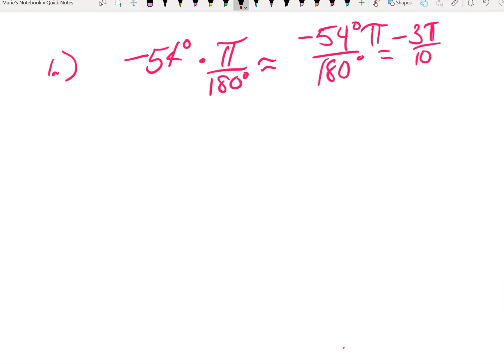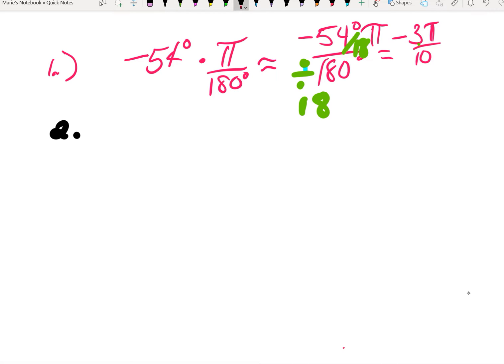And obviously I'm dividing both sides by 18. That's how we're obtaining it. I have to divide by 18 here, and I'll do the same thing here, and that's how we end up with that number. Okay, number 2.